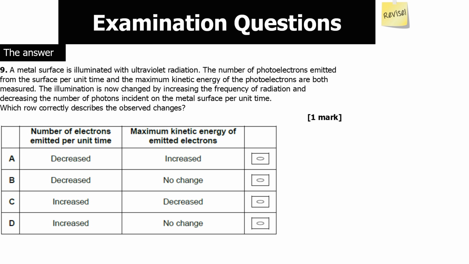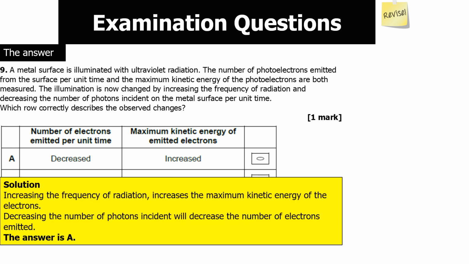Right, for this one, our answer is A, because increasing the frequency of radiation will increase the maximum kinetic energy of the electrons emitted, whilst decreasing the number of photons incident will decrease the number of electrons emitted, because the electrons and photons interact in a one-to-one ratio, so therefore the only possible solution is A.